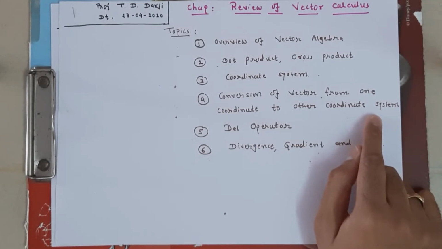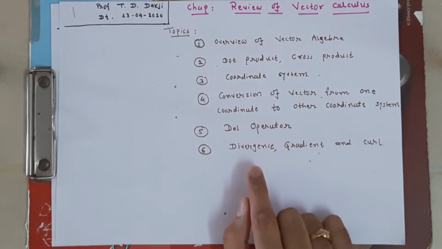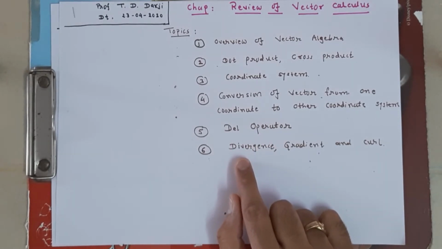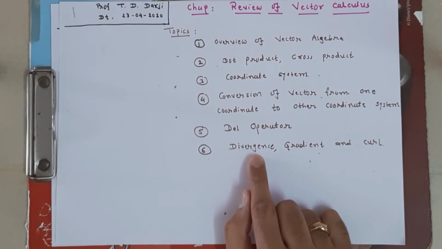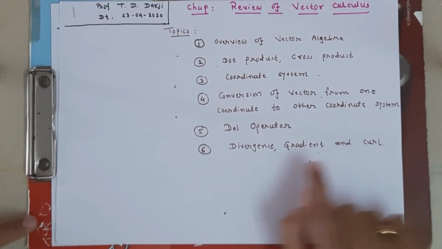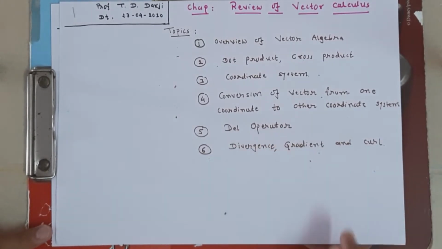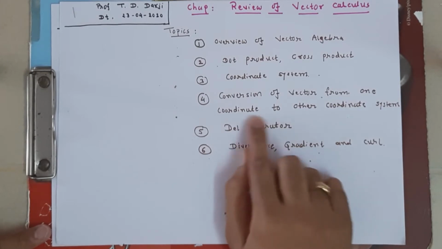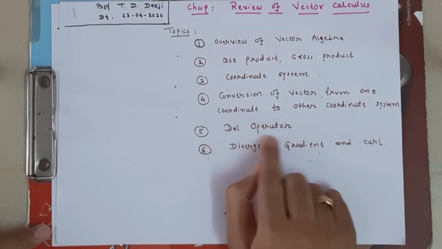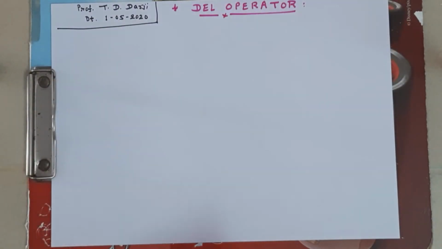So in today's lecture we discuss the next topic, which is the Del operator, and we'll also touch on the definitions of divergence, gradient and curl. These three definitions mostly depend on the Del operator. So first of all we have to study what we mean by the Del operator and what its application is. So let us start with the Del operator.